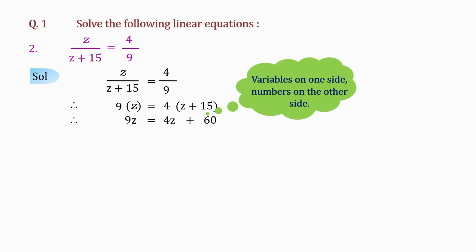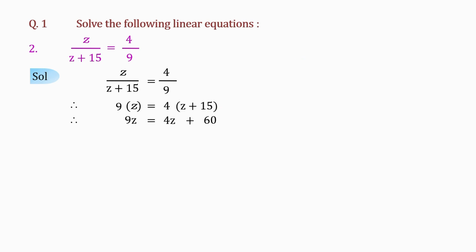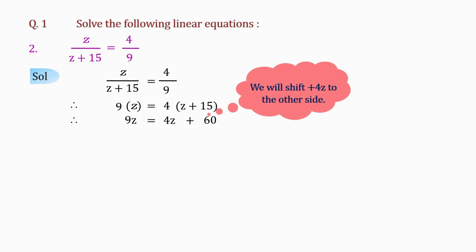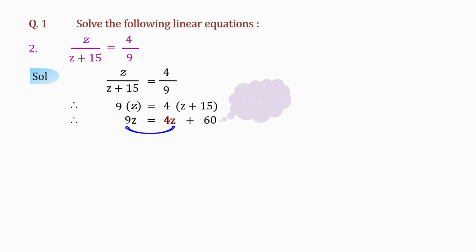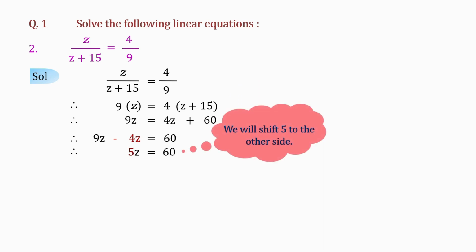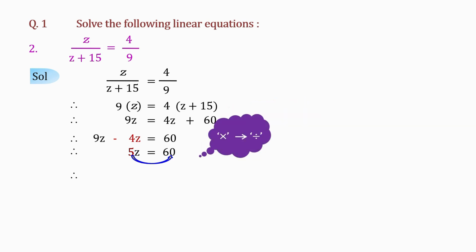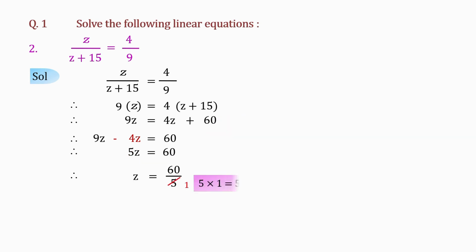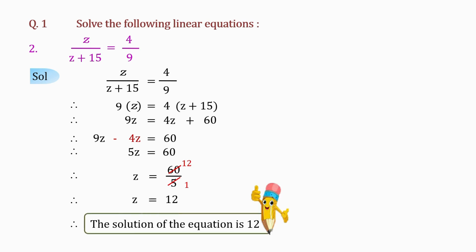Now variables on one side and numbers on the other side. So now we are going to shift plus 4Z to the other side and it will change the sign. So 5Z equal to 60. Now 5 will be shifted to the other side and it will change the sign. So Z equal to 12. So the solution of the equation is 12.